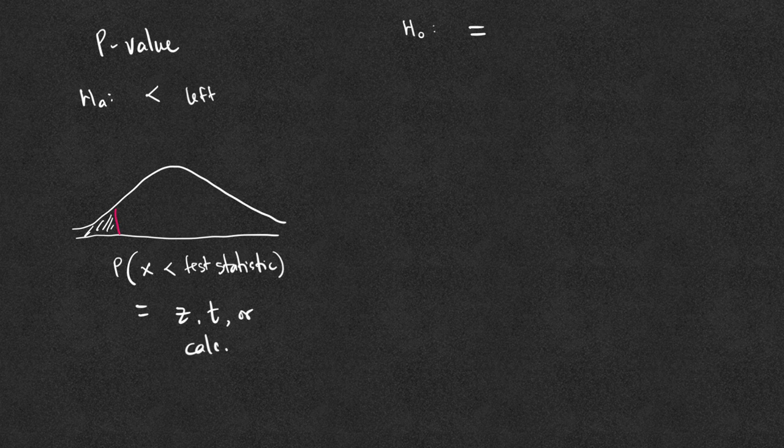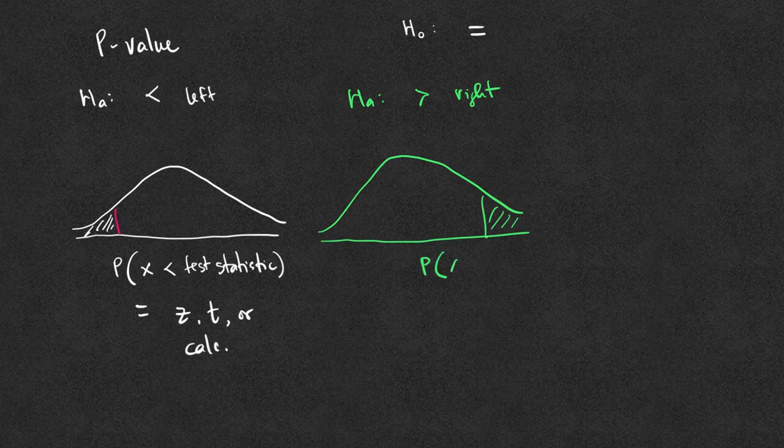If the alternative hypothesis indicates a greater than symbol, which is a right tail test, then we're looking for the area on the right hand side of the test statistic. So the p-value is the probability that x is greater than the test statistic. And again, we will compute this using either the z or t table or a calculator.